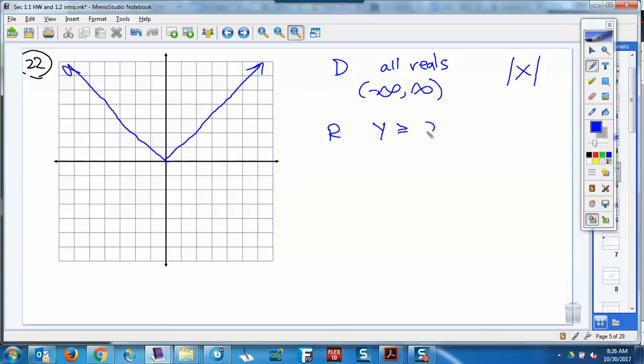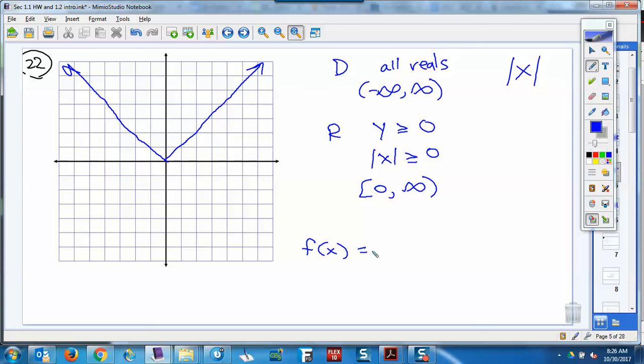Y is greater than or equal to 0. I'll take y. I don't think y was given to you anywhere in there. You could say this, but I understand y typically means outputs, okay? Or you just put 0 to infinity. That'd be a good way to do it too, right? Any of those, okay?